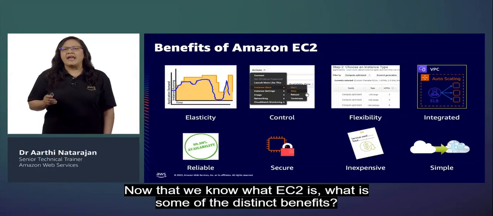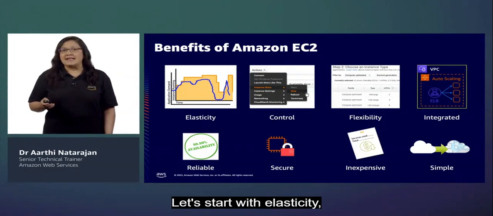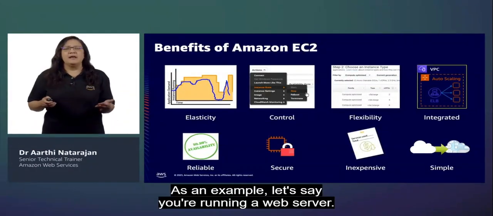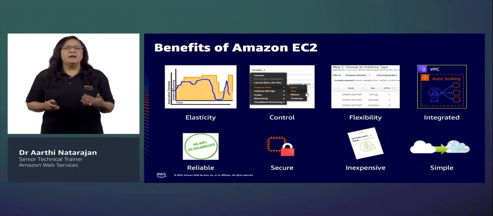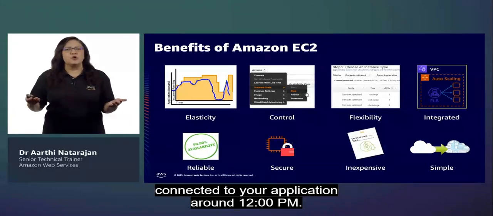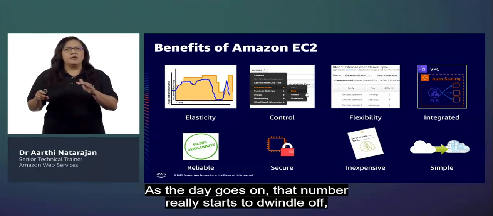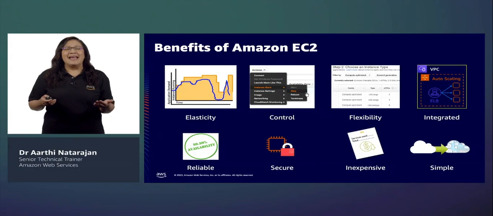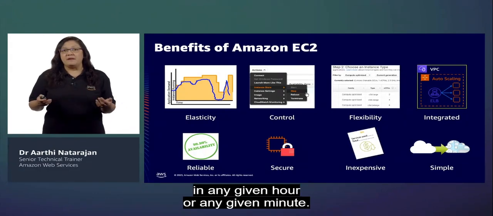Now that we know what EC2 is, what are some of the distinct benefits? Let's start with elasticity, the ability to scale your application as the demand changes. As an example, let's say you're running a web server. Under normal load, you expect there to be 100 users connected to your application around 12 p.m. As the day goes on, that number really starts to dwindle off, and now you're down to a baseline of, let's say, around 10 users in any given hour or any given minute.